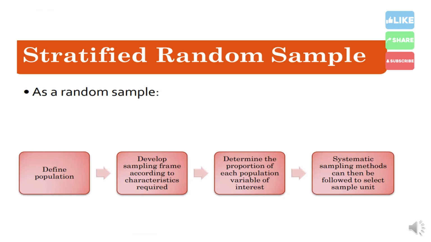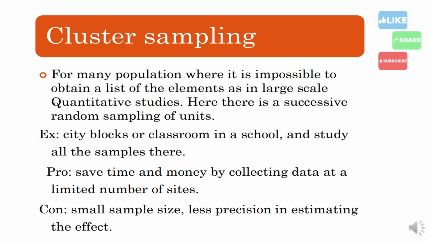Stratified random sample: in this, the first step is to define the population. The next is to develop the sampling frame according to the characteristics that are required. The next is to determine the proportion of each population variable of interest. And the last is that the systematic sampling method can then be followed to select the sample units. Now there is cluster sampling.